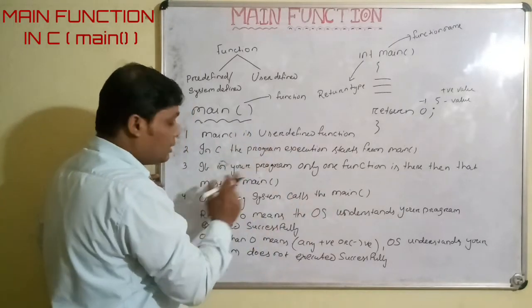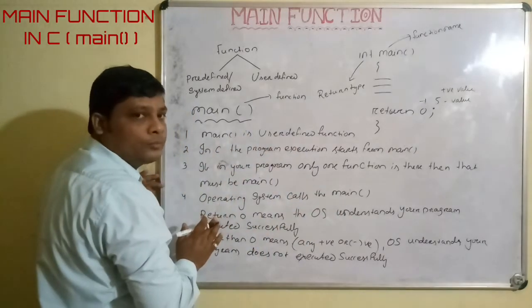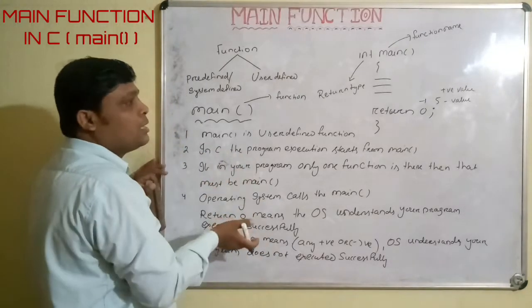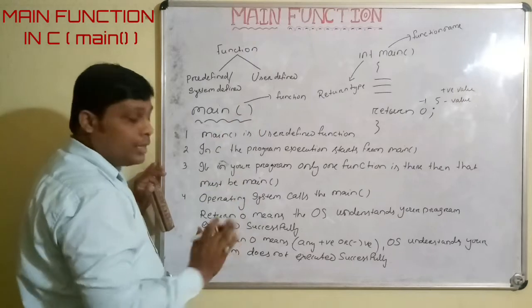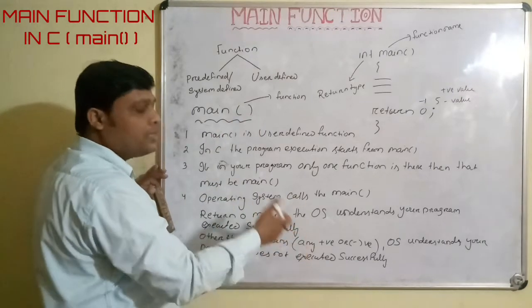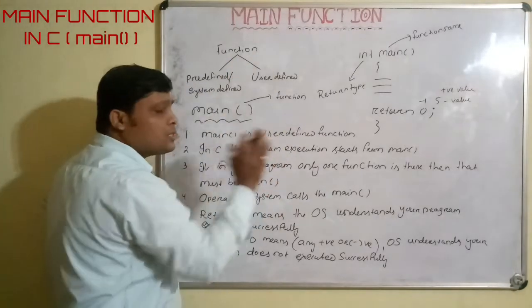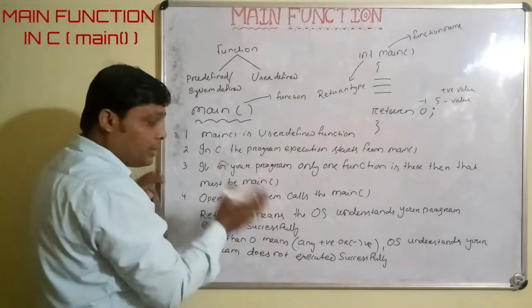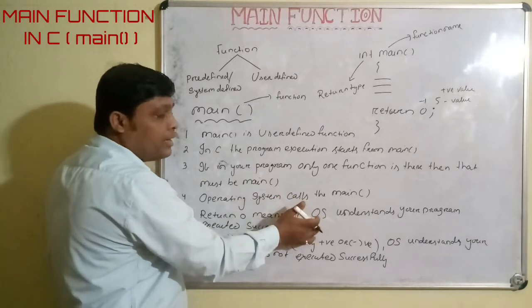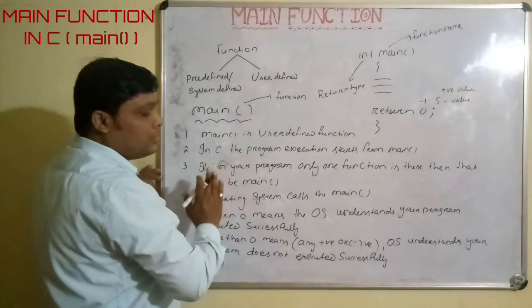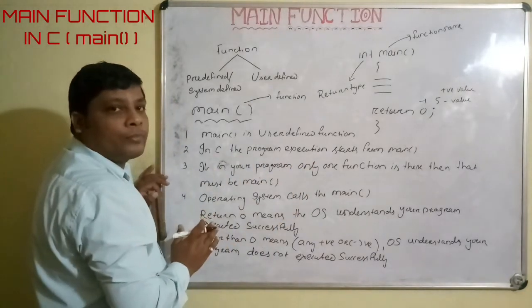From the operating system point of view, the operating system understands that if you write 0, your program executed successfully. If you write other than 0, that means any positive or negative value, your program will execute successfully, no problem. But from the operating system point of view, your program executed with some error, not successfully.